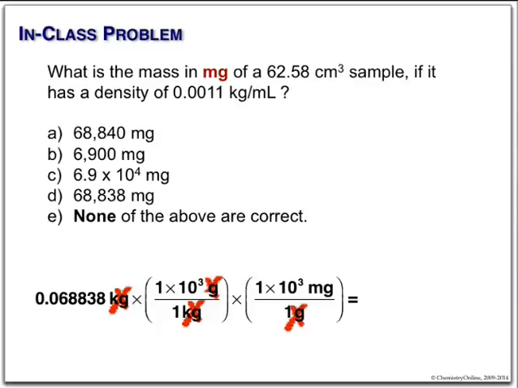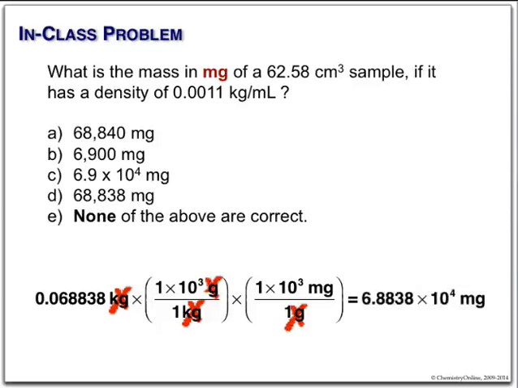We get 6.8838 times 10 to the fourth milligrams. Now, if you have trouble with these exponent deals, please practice the exponent tutorial. It's not difficult. Here we have 10 to the third, 10 to the third. They're going to add, so that's 10 to the sixth. This is 10 to the minus 2. Going to add it, and that makes it 10 to the fourth.